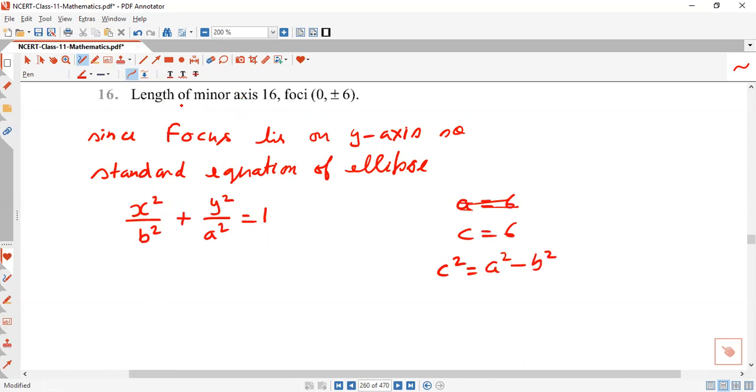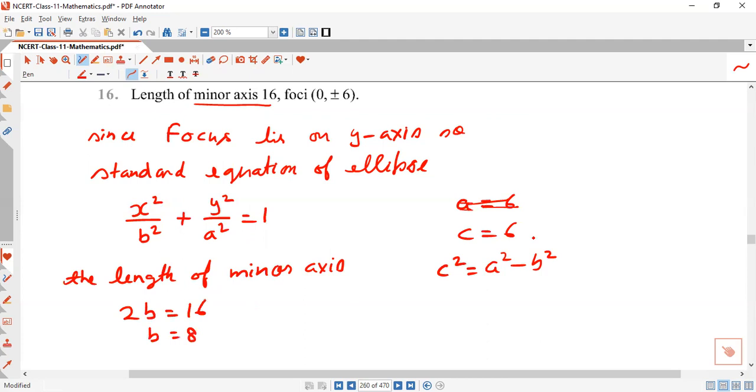The length of the minor axis is given to you. The length of the minor axis, 2b equal to 16. So b equal to 8. So you know c equal to 6 and b equal to 8.